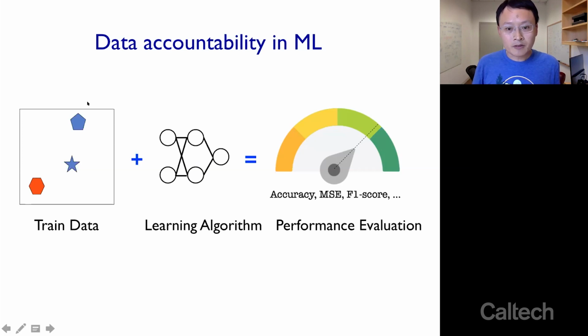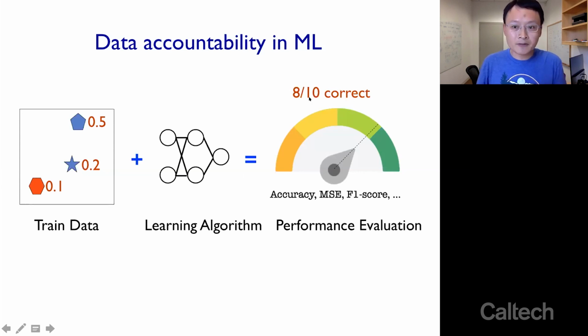Most machine learning frameworks have the following flavor. You have some data sets, and in this case, I show 3 example data points. You put them into your favorite learning algorithm, and you measure their performance by your favorite metric. So in this particular example, let's say your algorithm achieves 80% accuracy.